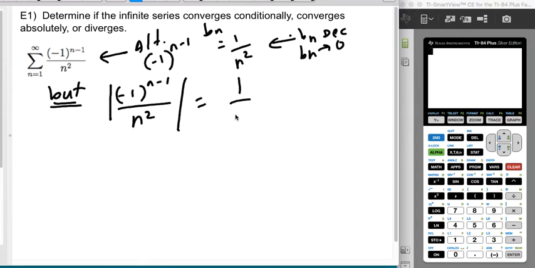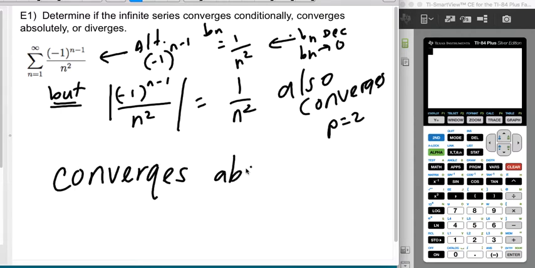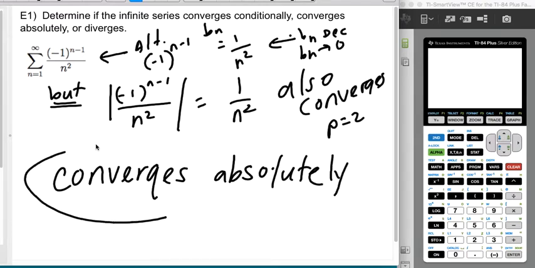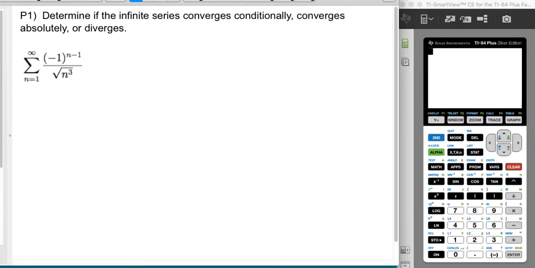is just this thing, which also converges because it's a p-series where p is 2. So this thing converges absolutely. So when I said I can just look at it and say, oh, hey, that converges absolutely, essentially what I'm doing is I'm saying if I ignored the -1, I'd have a 1 over n squared. In my brain, 1 over n squared definitely converges, so this would converge either way.